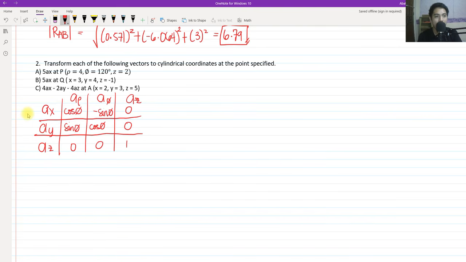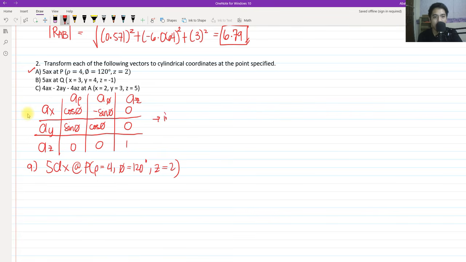For letter A, we are going to transform the vector 5ax at the point P, which is in cylindrical coordinates. So we have rho equals 4, phi equals 120 degrees, and z equals 2. We're going to transform that vector at the point specified, and we're going to use the dot product.